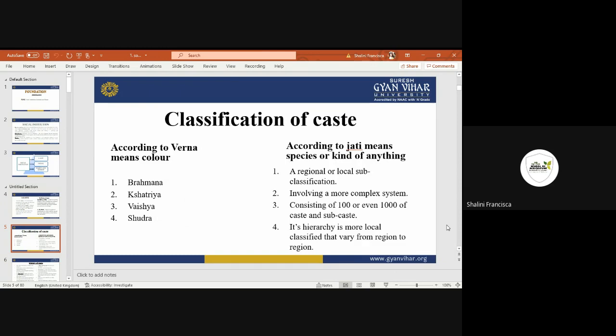Classification of status, caste, according to Varna, means according to the color. They have divided in India into four categories, that are Brahmins, Kshatriyas, Vaishyas, and Sudras.